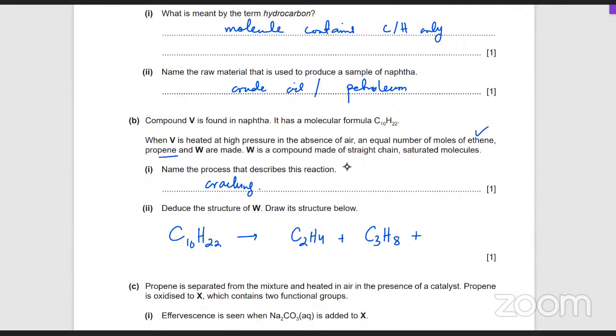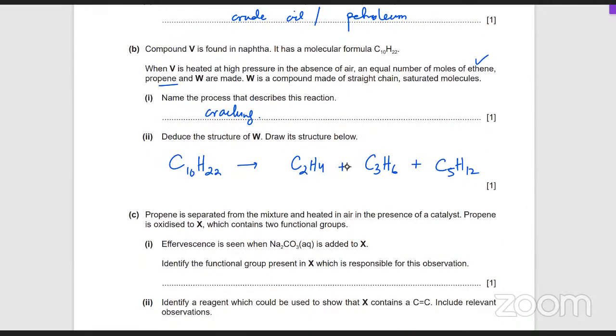And what's W? I think you're just left with 5 more carbons. How many hydrogens? H10. No, H12, because this is propane, I have to make that a propene. Okay, this one is propene.